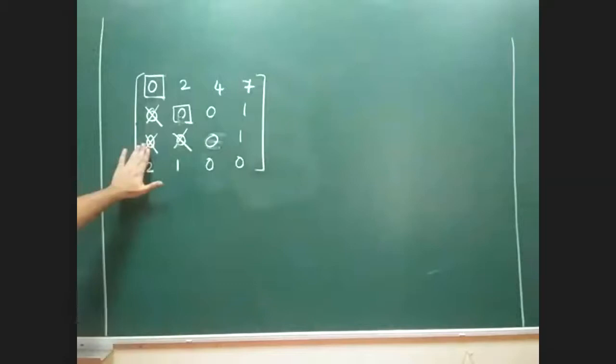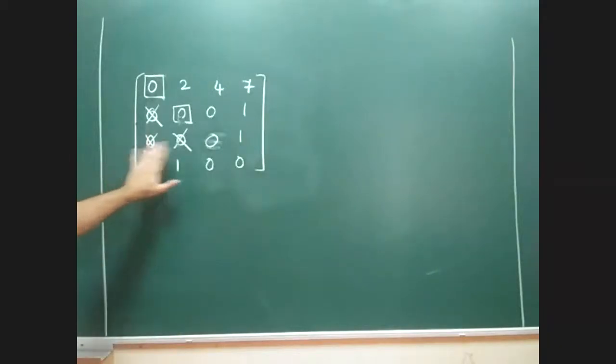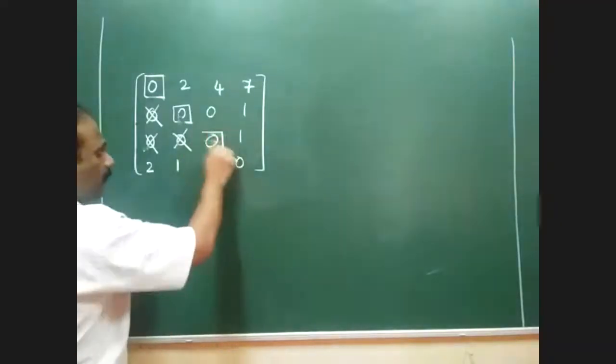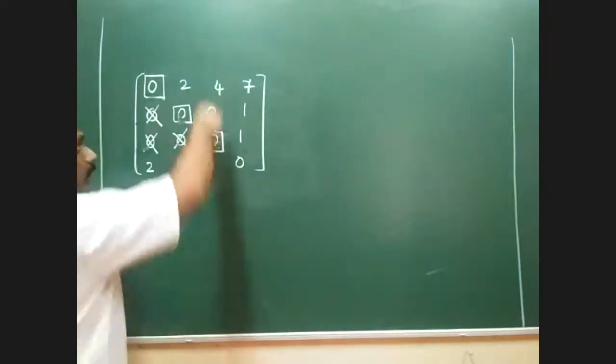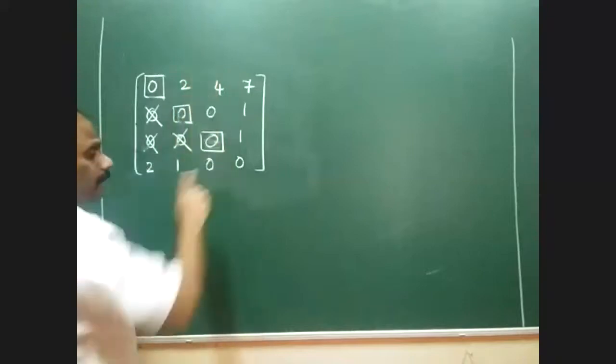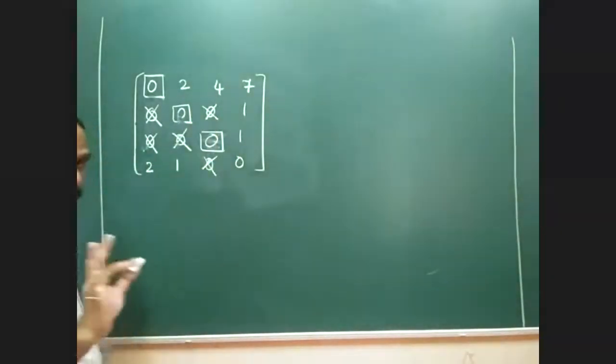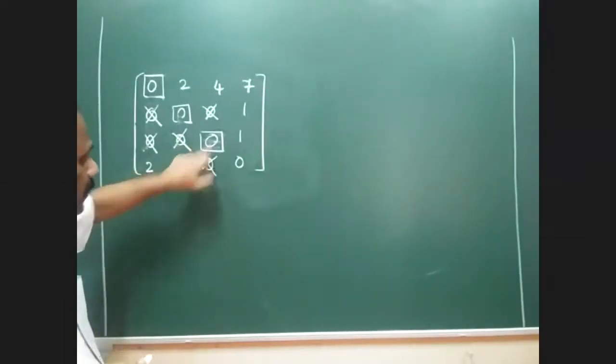Now come to the third row. In the third row there is only a single zero. Now I can take this. If I'm taking that, again the same thing: all the zeros of that particular column have to be blocked. So you do block.